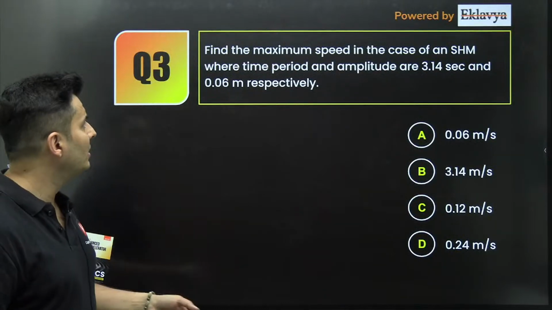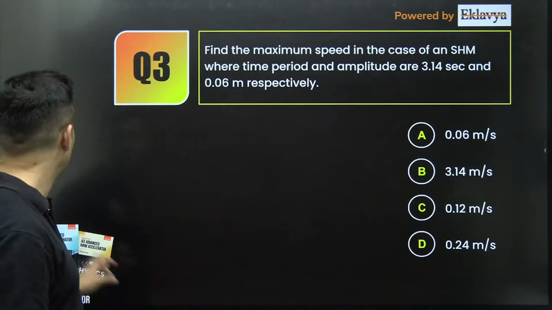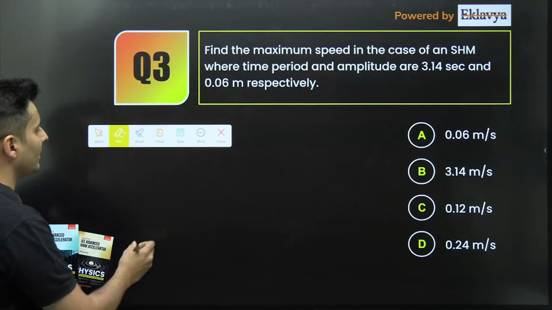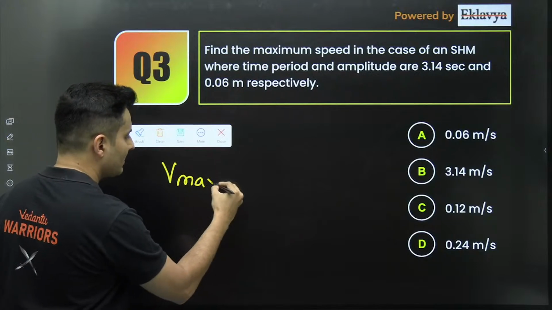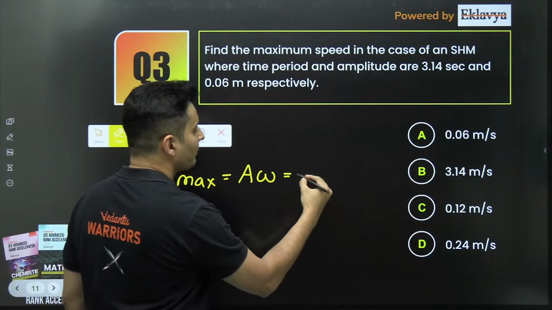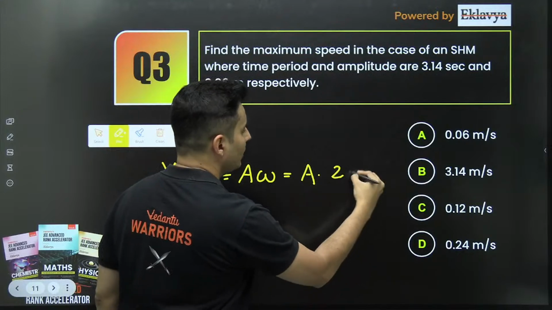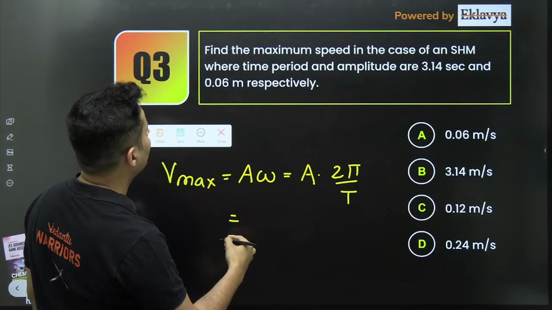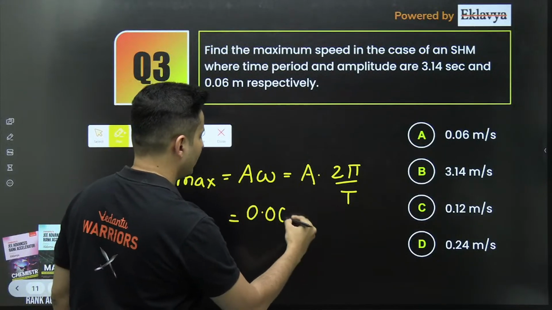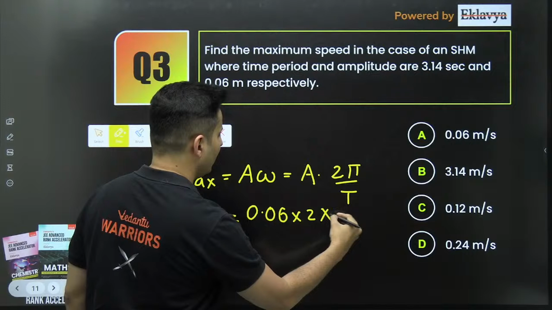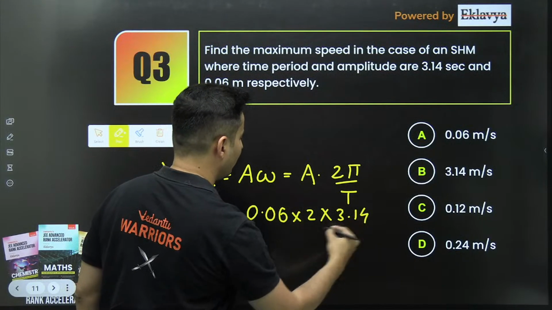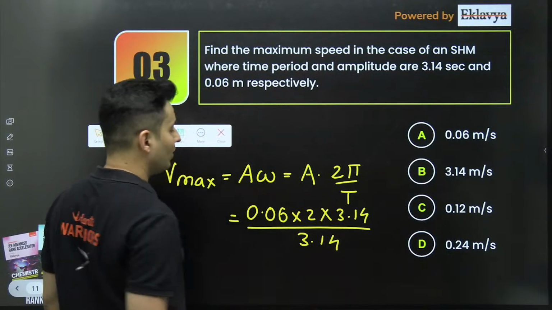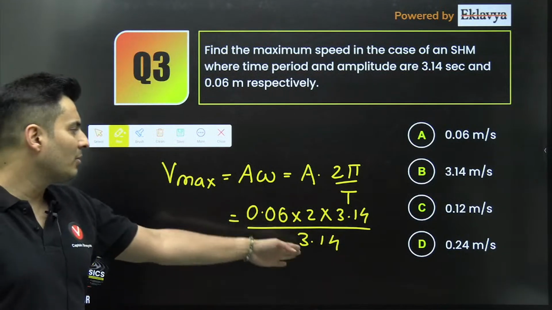Find the maximum speed in the case of SHM while time period and amplitude are given to be this and this respectively. In order to find the maximum speed in case of SHM, the maximum speed, remember, is A omega, and omega is nothing but 2 pi divided by time period. So amplitude is how much? 0.06 into 2 multiplied by pi, which is 3.14, divided by the time period, which is also 3.14.